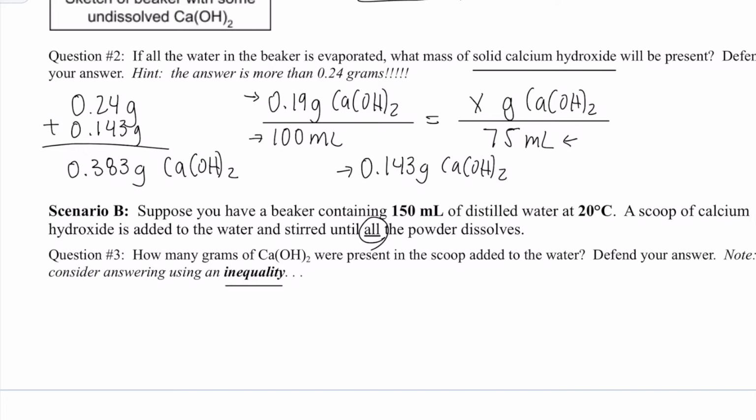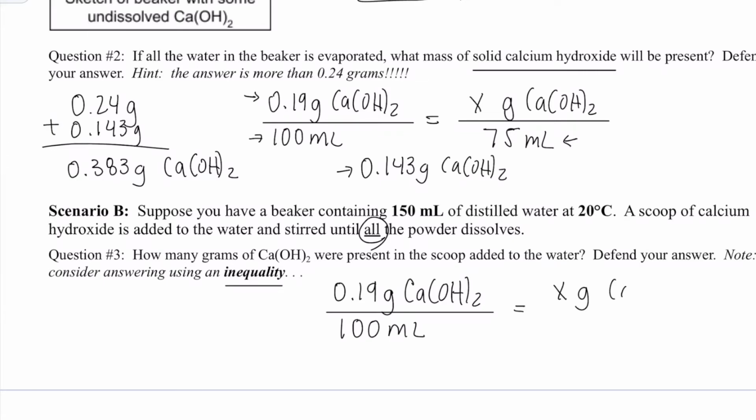We set this up as a proportion, again using our known value, 0.19 grams of calcium hydroxide dissolves in 100 milliliters. Set that equal to x grams over 150 milliliters. And the amount is 0.285 grams. This is the maximum amount of calcium hydroxide that you could add to 150 milliliters and dissolve all of the solid. However, it doesn't have to be that much.